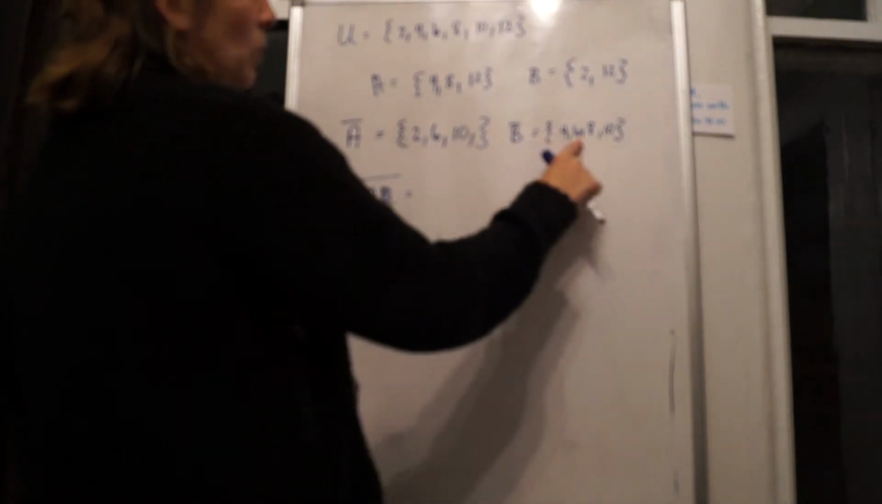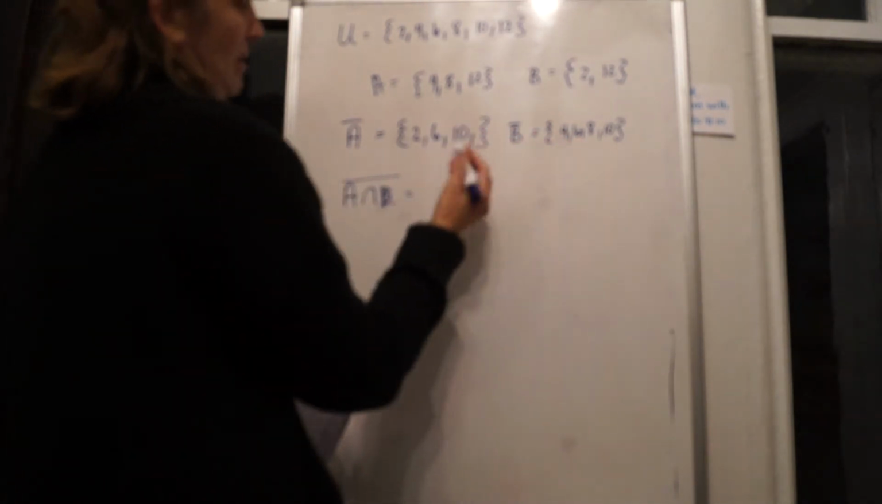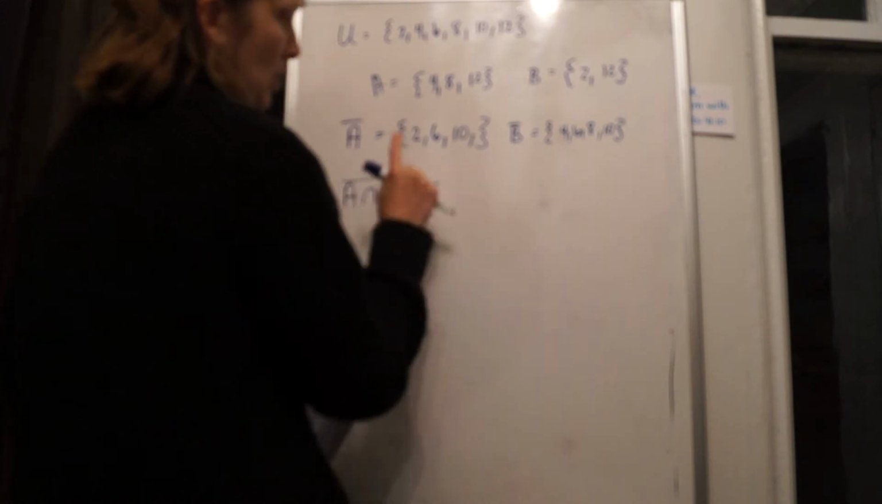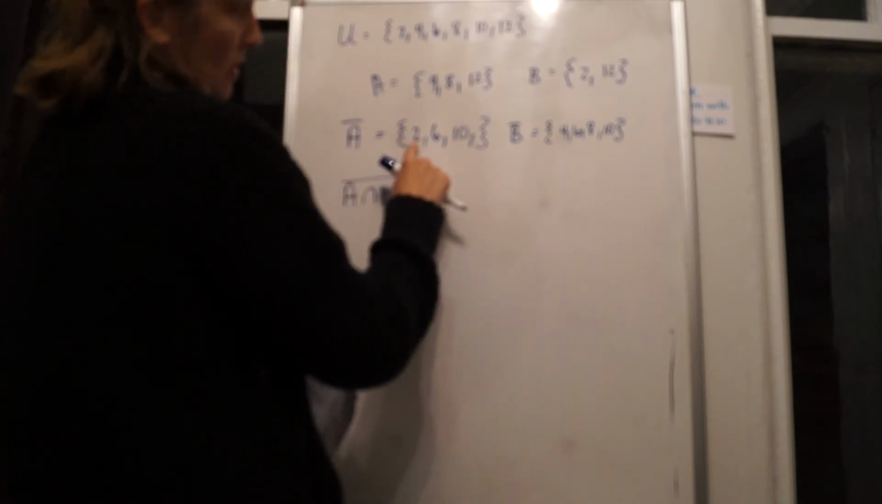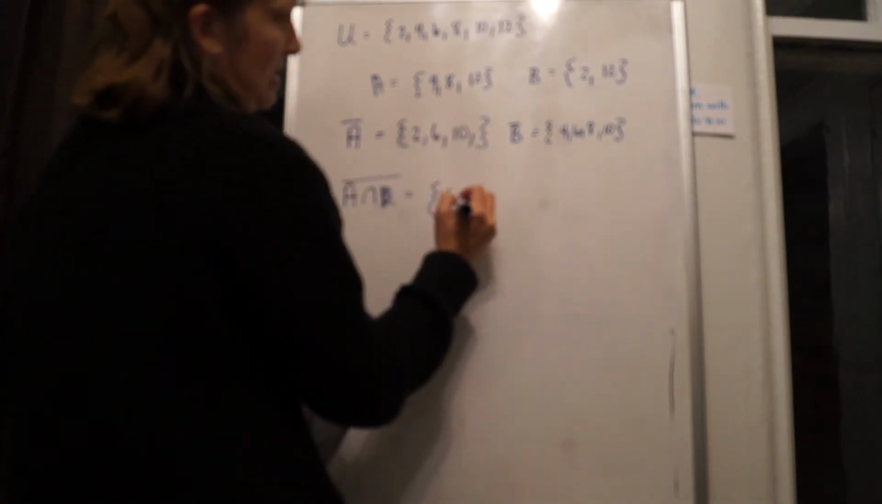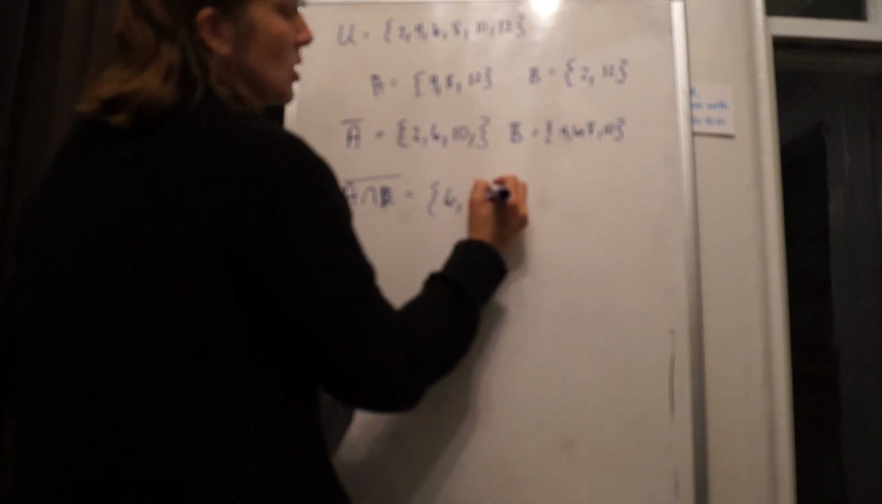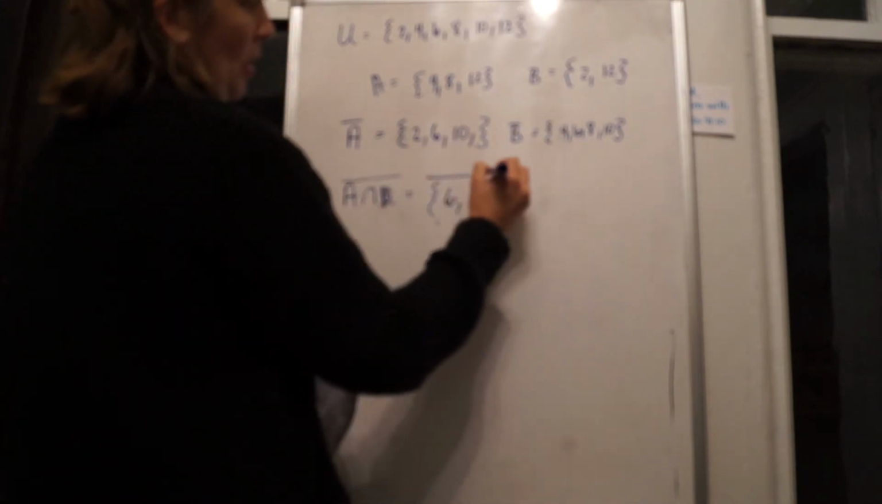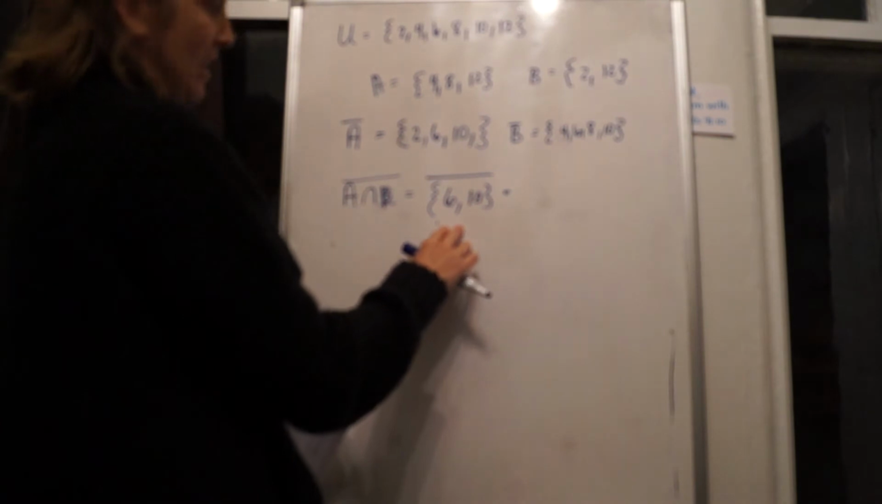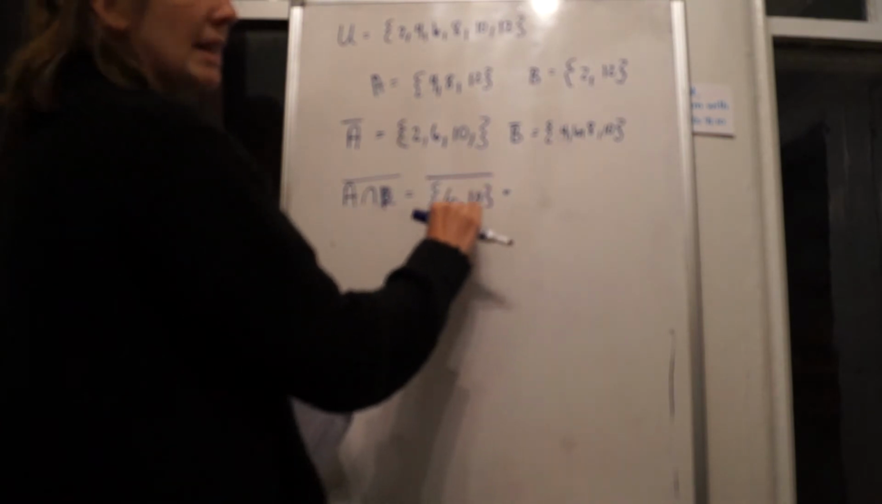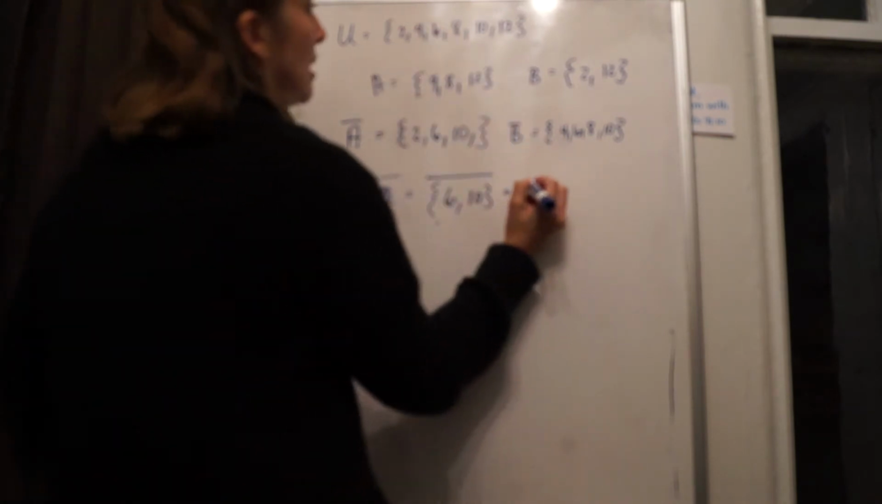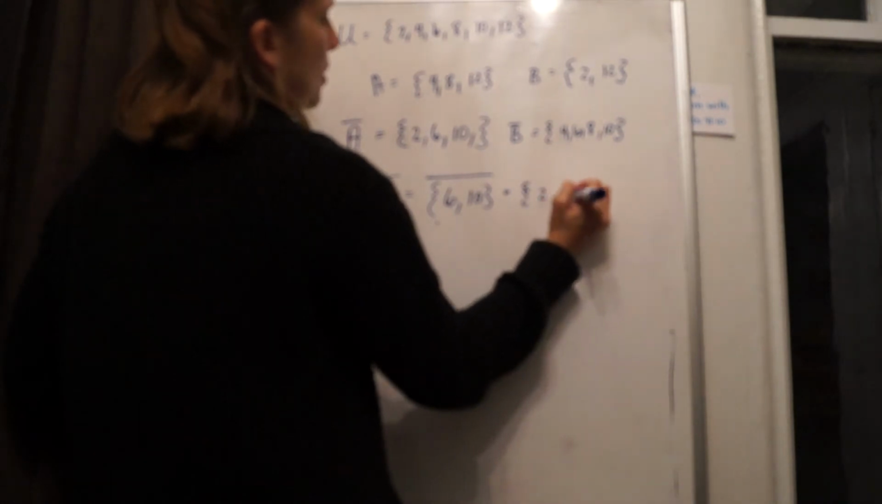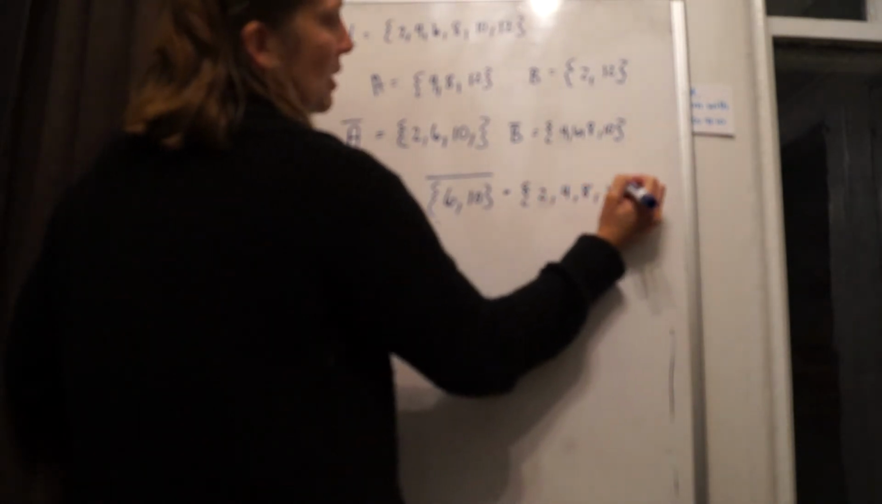So first we find what these two have in common. So what's in both? They both don't have a 2, they both have a 6, and they both have a 10. So this is the intersection part, and we want the complement of that. So everything that's not in the intersection. So that would be 2, 4, 8, 12.